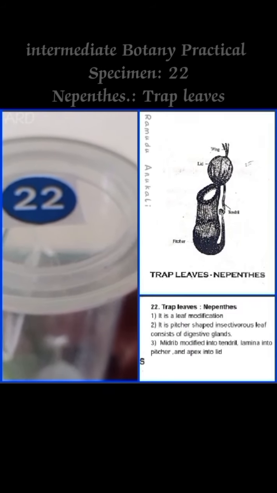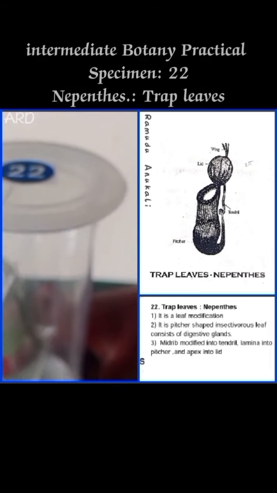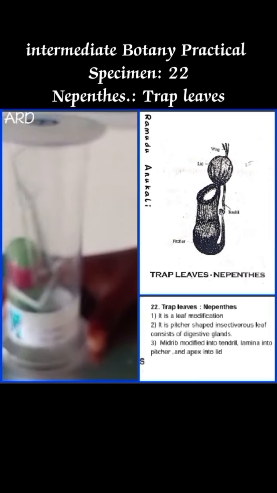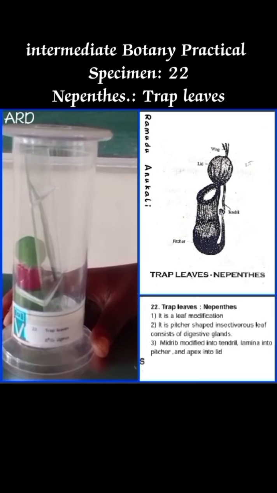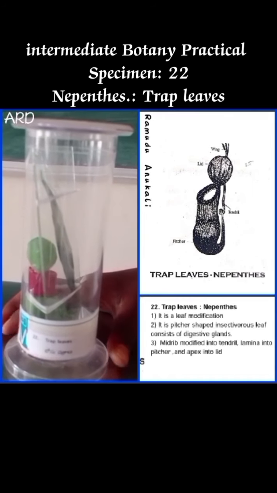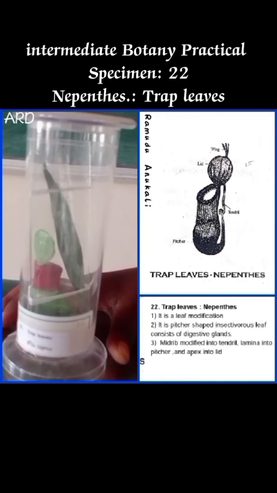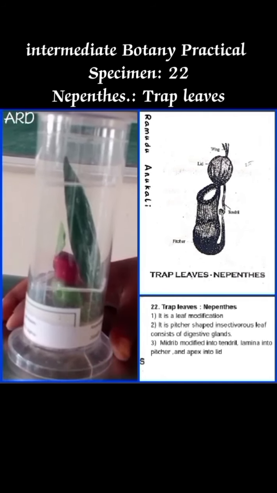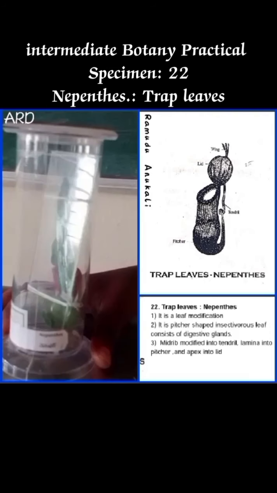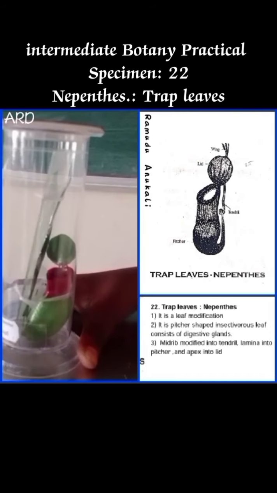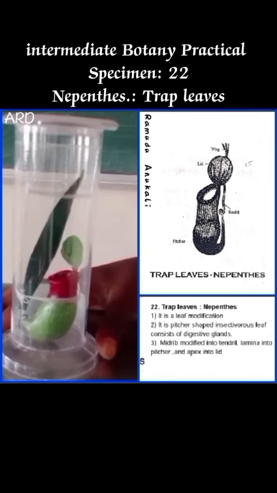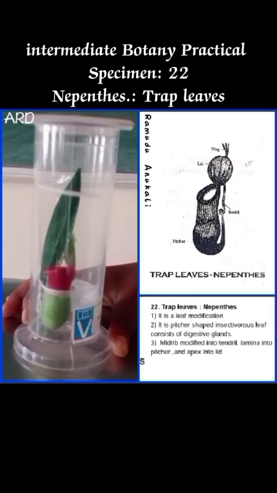Number 22 specimen, trap leaves, Nepenthes. It is a leaf modification. It is pitcher shaped. Insectivorous leaves consist of digestive glands. Midrib modified into tendril, lamina into pitcher and apex into lid.